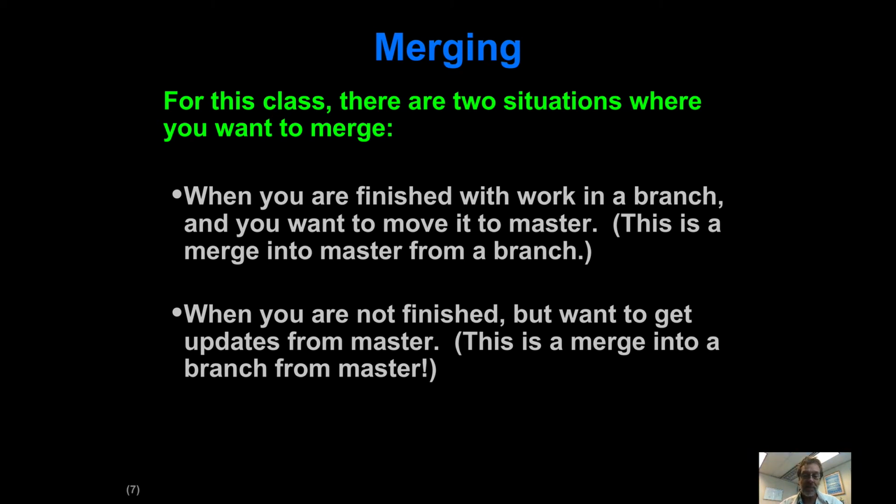On the other hand, there are situations where you are working in a branch and master is being updated, and you want to get those updates from master because you want to have your branch reflect the latest version of the golden system. So this is a merge the other direction. It's a merge into a branch from master.